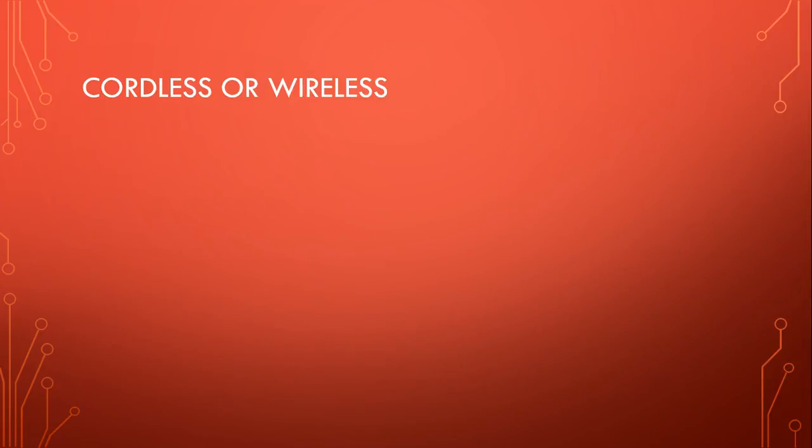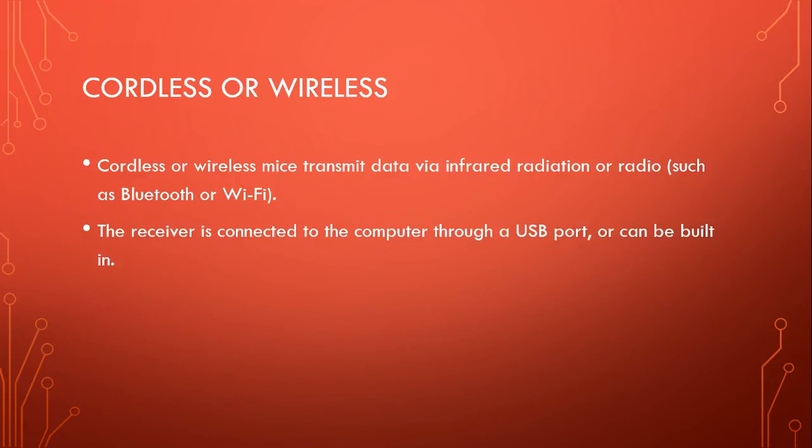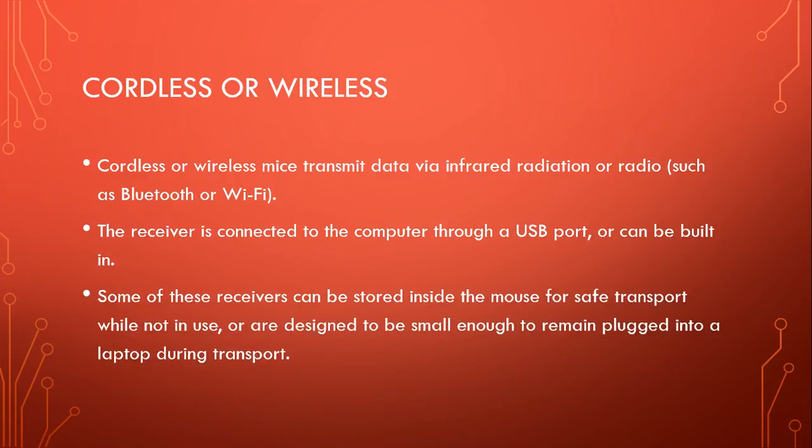Let's also talk about cordless or wireless mice. Cordless or wireless mice transmit data either via infrared radiation or a radio frequency, such as Bluetooth or Wi-Fi. Now, the receiver is connected through a USB port, or it can be built in. The built-in is usually for things like Bluetooth. Some of these receivers can be stored inside of a mouse for transport when not in use, or designed to be small, so they can stay plugged into a laptop during transport.